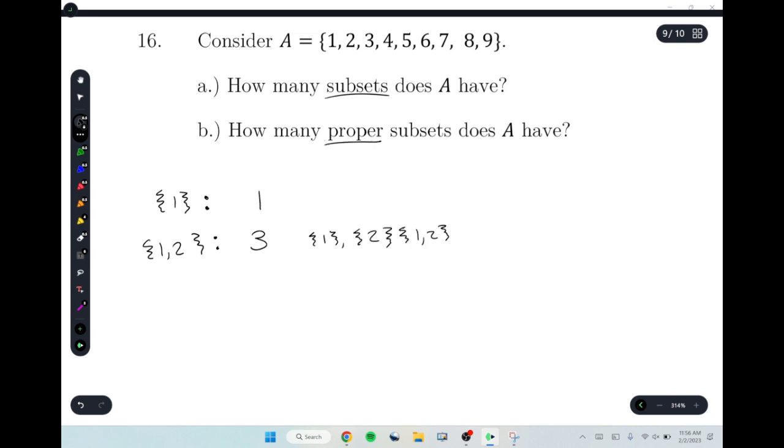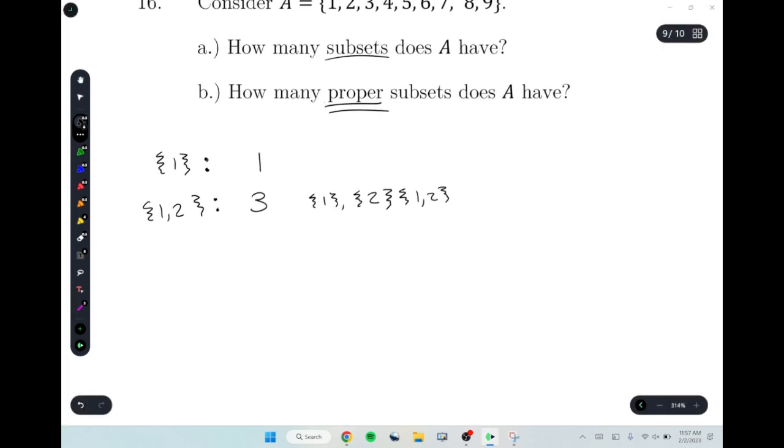Now, proper, if you think about the British definition of the word proper, meaning better or proper English, the better subset is what we would imagine subset means, which is one that actually has fewer numbers in it. Proper subsets. Okay, so we got 1 means 1, 2 means 3. What about 3?